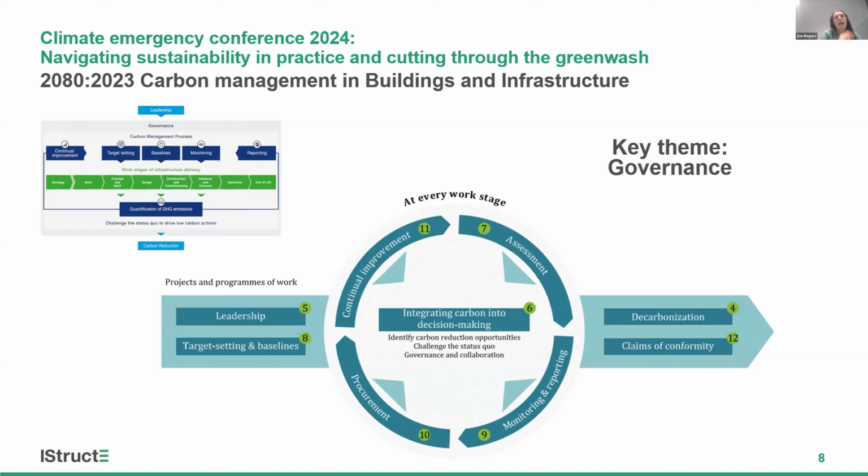The diagram on the top left is what this used to be in the old version. They have tweaked it to include things like leadership and to really show that iterative process in terms of a circle, and that it happens at every work stage in a project. It's very much focused on integrating carbon decision making throughout the life cycle of a project and throughout the life cycle of a principle. So this is a key change to the latest version around governance.